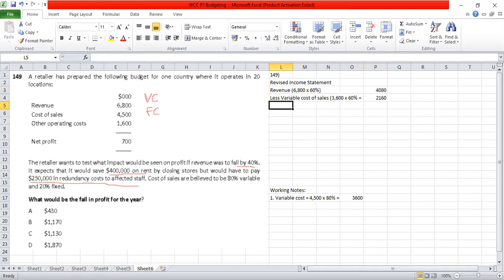Fixed cost also, they are anticipating that fixed cost will reduce by 400,000. So there is one less. 400,000 is the fixed cost. But because they are closing down one unit, they have to pay something to the staff. It says that by closing stores, they would have to pay 250,000. So that's an additional cost. Redundancy costs are to be incurred, so we have to add that. This is 2,500. Put this one as a negative figure.